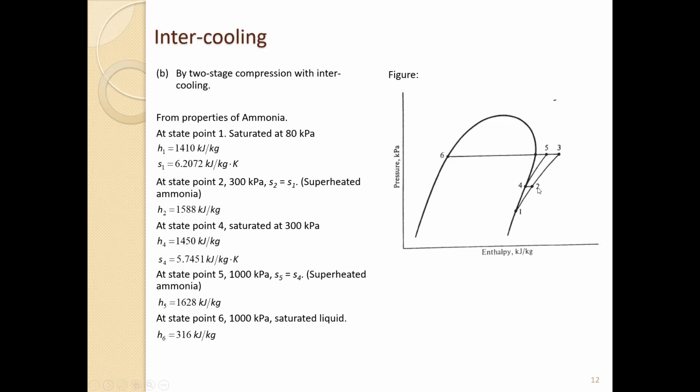Dito na siya may iba, di ba? At state point 4, saturated at 300 kilopascal, H4 is equal to 1450 kilojoule per kilogram. S4 is 5.7451. Then, at state point 5 na 1000 kilopascal, S5 is equal to S4. Superheated vapor na yung sa 5. And this is H5 equal to 1628 kilojoule per kilogram. At state point 6, again, for 1000 kilopascal saturated liquid, H6 is equal to 316.